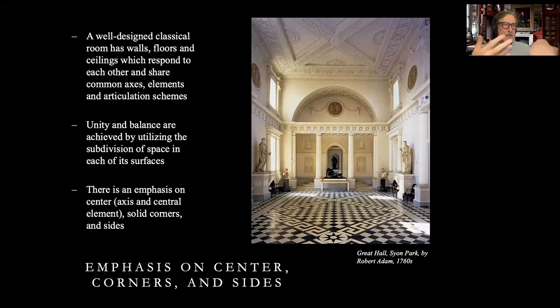Here you see a perfect example where the walls, the floor, and the ceiling exist as entities in themselves, but they're further subdivided geometrically into separate zones and separate spaces that allow us to break the scale down and relate to us more in a human scale. There's an emphasis on the center, on solid corners, and on sides.